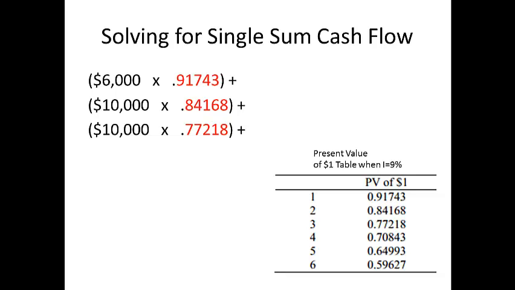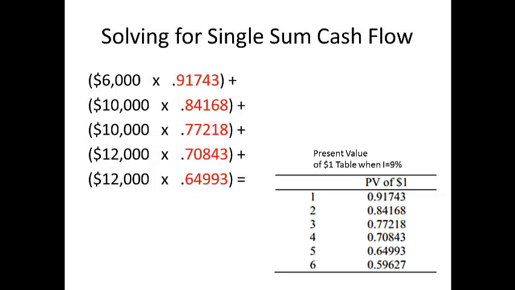Plus the fourth year, where $12,000 times the present value of $1 amount where n equals 4, I equals 9. Plus the fifth year, where the amount is $12,000 times the present value of $1 amount where n equals 5, I equals 9. And that's going to equal what?